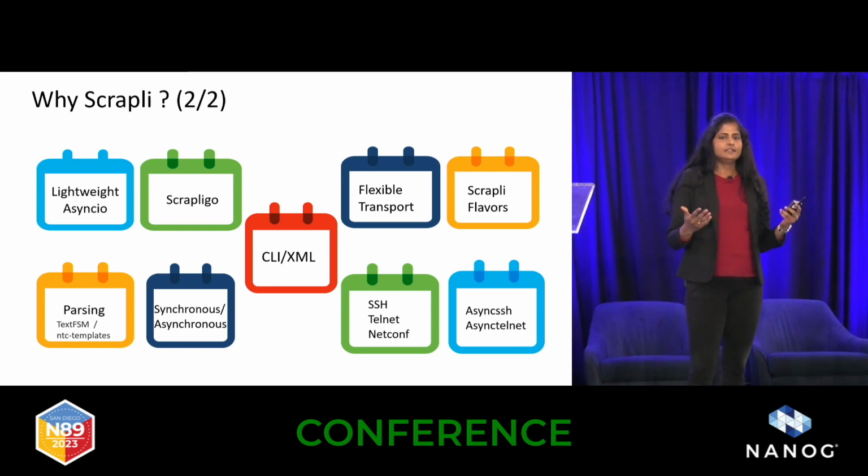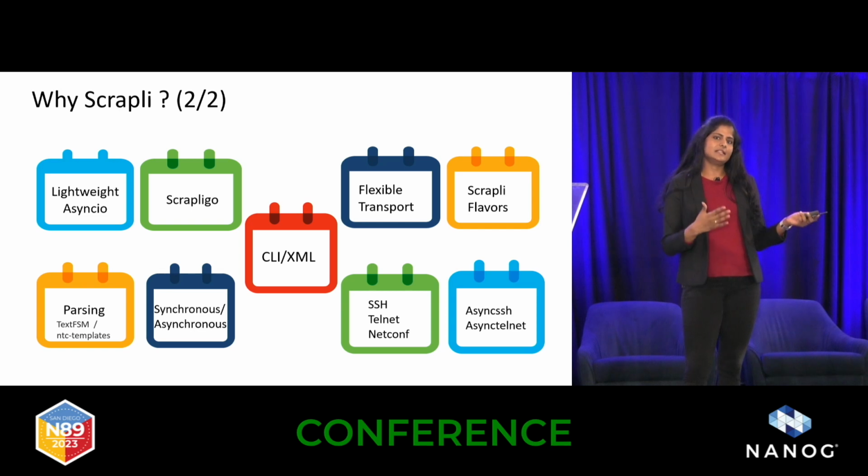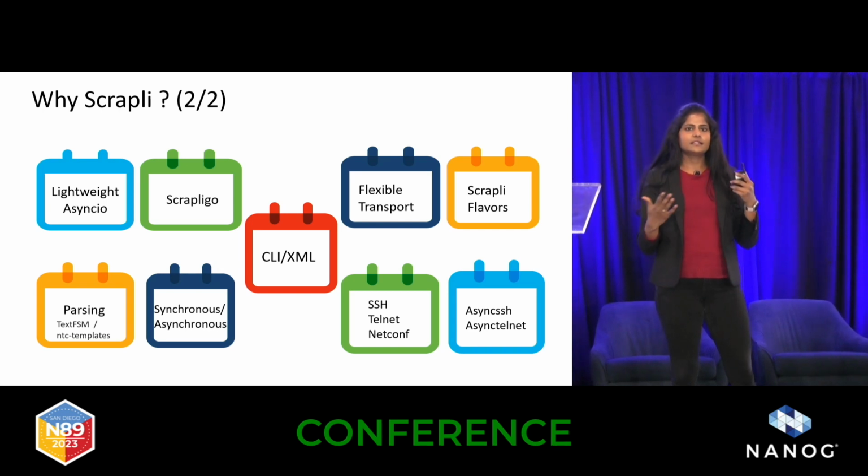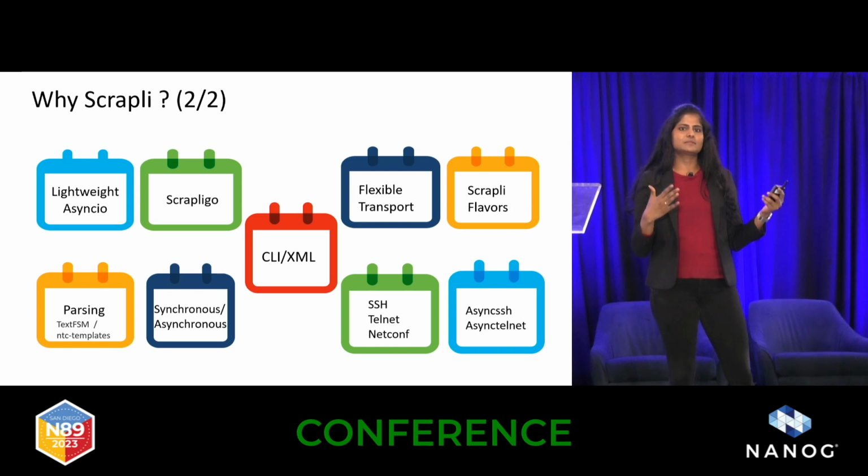And then we have different flavors, as I said: Scrapli-Netconf, Nornir. So Scrapli flavors are nothing but the extensions of Scrapli. As I said, it can be executed synchronously or asynchronously, and it also has these parsing extensions where the output retrieved from the Scrapli script can be parsed using Genie or TextFSM, etc.